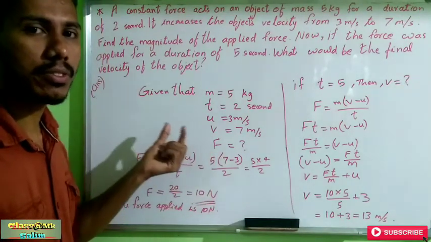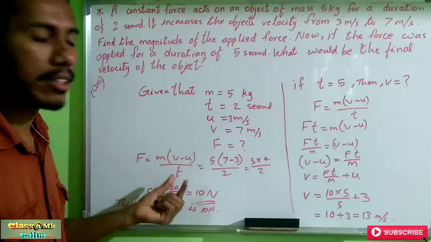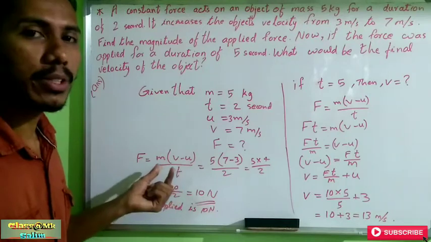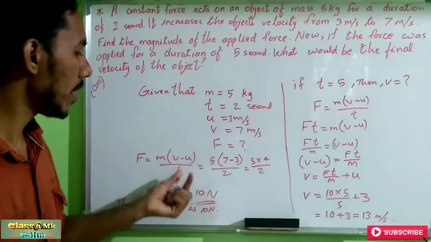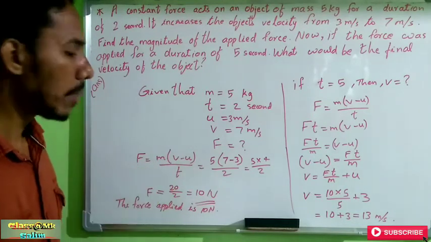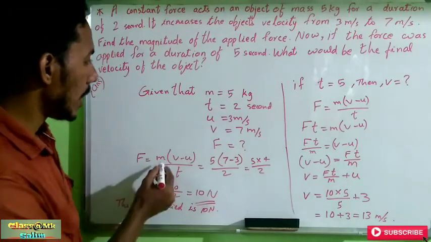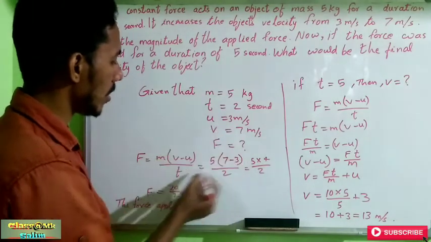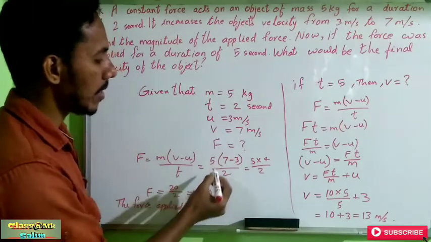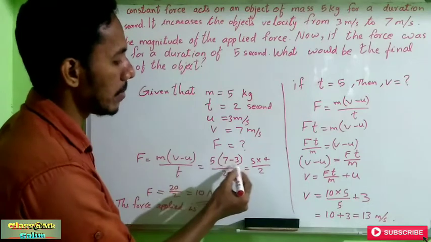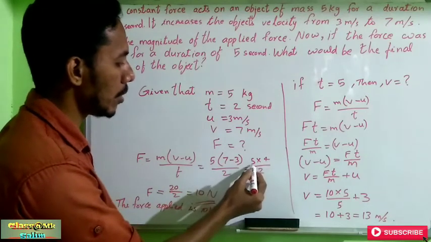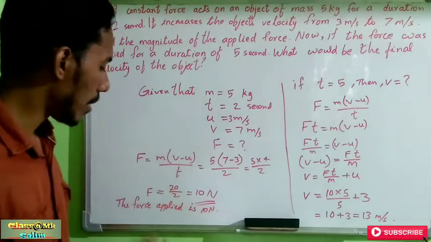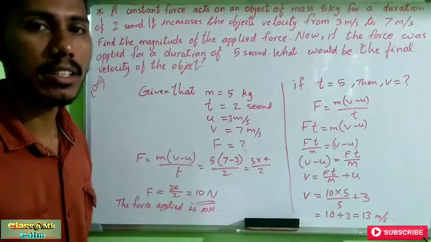What is the equation for F? F is equal to m into v minus u by t. That is given. So from Newton's second law, we know m into v minus u by t is equal to F. Then substitute the values. M is given 5, v is given 7, u is given 3, then t is given 2. Then 5 into 7 minus 3. 7 minus 3 is 4. 4 into 5 by 2. That is 20 by 2 is equal to 10 Newton. The applied force is 10 Newton.